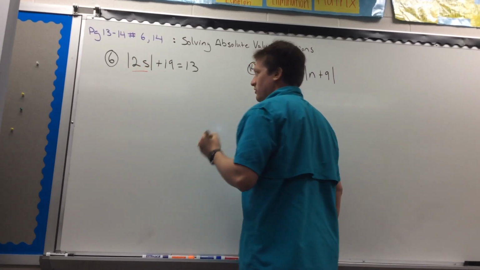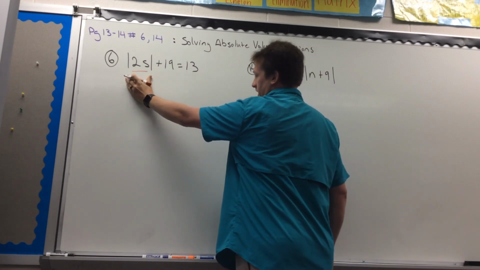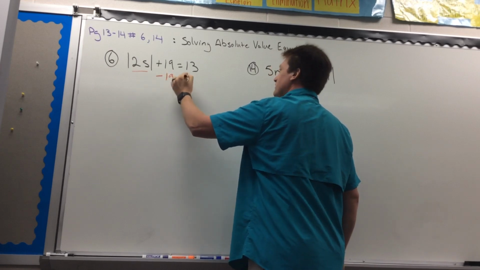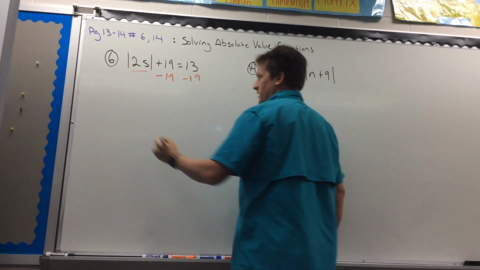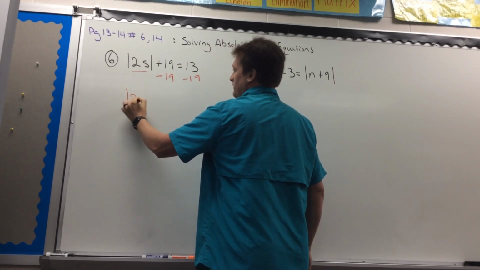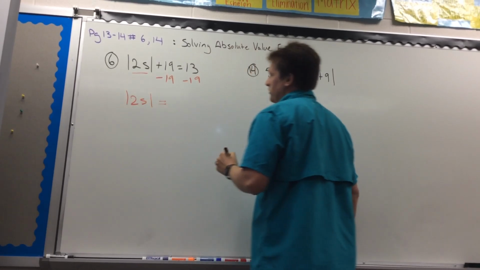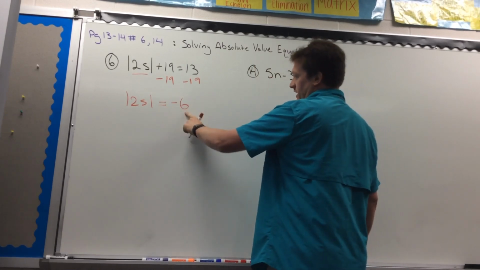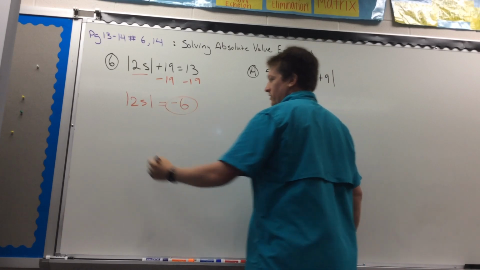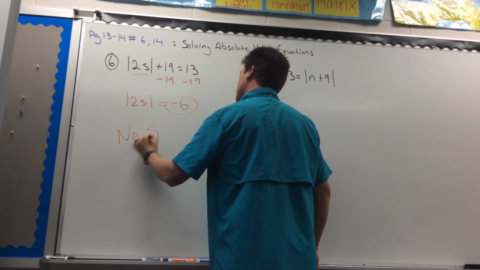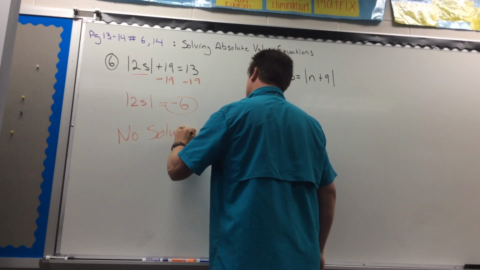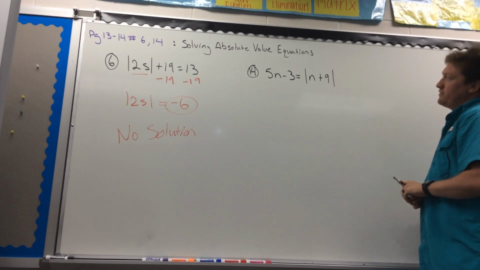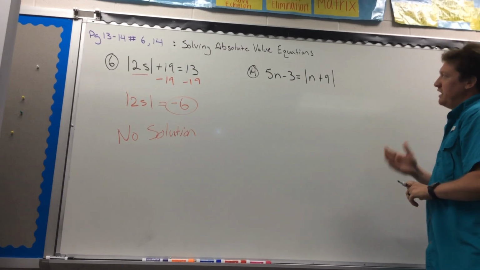I like to underline to let me know what it is that I need to keep by itself. So by doing that, I need to subtract 19 on both sides. Okay, and that gives me the absolute value of 2s is equal to negative 6. I'm going to stop right there because an absolute value cannot equal a negative number. So my answer is no solution.